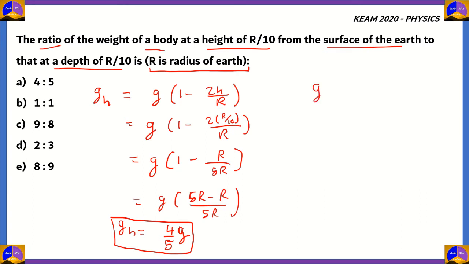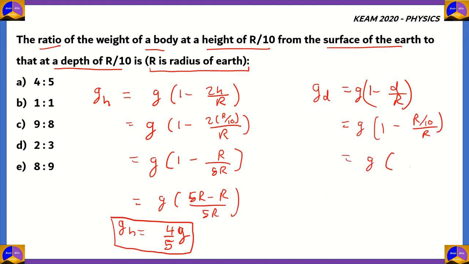Now let's look at how to find acceleration due to gravity at a depth R by 10. So that is gd equals g times 1 minus d by R. So we are going to substitute those values, 1 minus R by 10 divided by R. So therefore g times, the denominator is 10R, and then the numerator is 10R minus R. So therefore g times 9R by 10R eventually leads to the relation g at a depth d is equal to 9 by 10 times g.